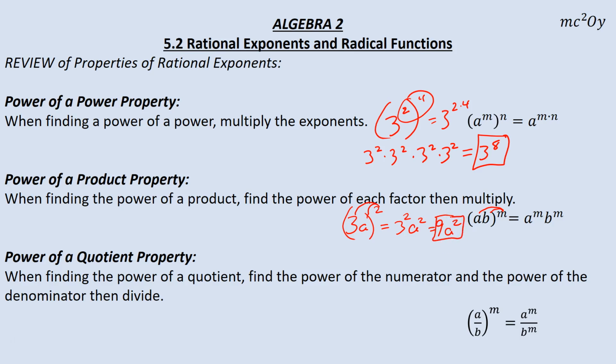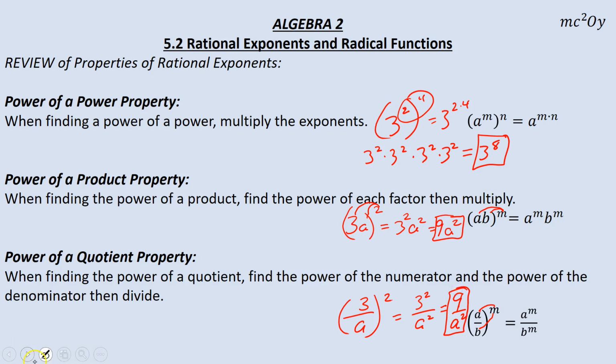And then power of a quotient, same idea. It's just this time you're distributing to the numerator and the denominator. Okay, so you have, say, 3 over a all to the second power. That would give you 3 to the second over a to the second, or 9 over a squared.